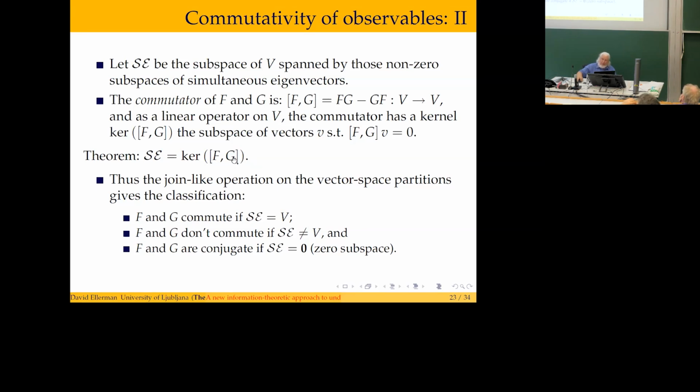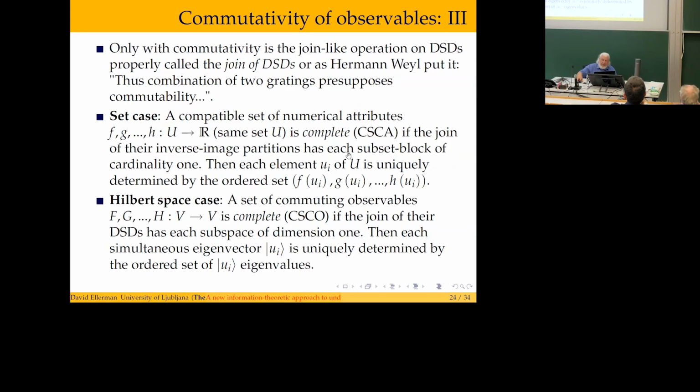Now, when do you say they commute? In the kernel, everything goes to zero by the commutator, so if the whole space is in the kernel, they commute. So now we have the definition of commutability, ignoring the operators, just looking at these direct sum decompositions, which are the vector space version of a partition, remember. So if SE is the whole space, they commute. If it's not the whole space, they don't. And they're conjugate if the simultaneous eigenvector space is the zero space. So the whole treatment of commutativity comes right out of the partition treatment.